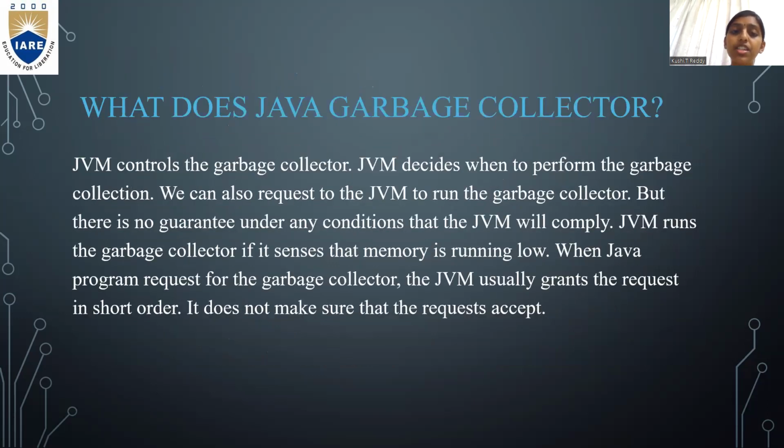What does the Java garbage collector do? JVM controls the garbage collector. JVM decides when to perform the garbage collection. We can also request the JVM to run the garbage collector, but there is no guarantee under any conditions that the JVM will comply. JVM runs the garbage collector if it senses that memory is running low. When a Java program requests the garbage collector, the JVM usually grants the request in short order. It does not make sure that the request is accepted.